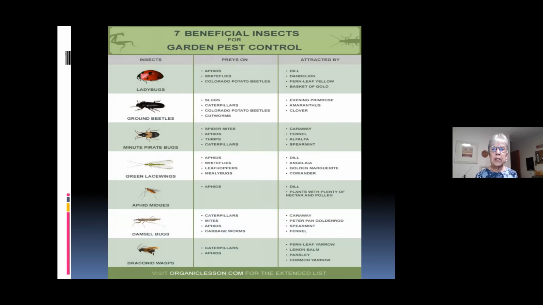And here's a nice chart of some of our insects and the things that they prey on, and also the plants that they're attracted by. It turns out that it's not all native plants that they might be attracted by. Sometimes it's dill, sometimes it's dandelion, sometimes it's clover. Fennel is frequently used by beneficials. Caraway, things that are spicy, spearmint, fennel, lemon balm, all those good things. So those are good to have in your yard if you want to attract the beneficials.